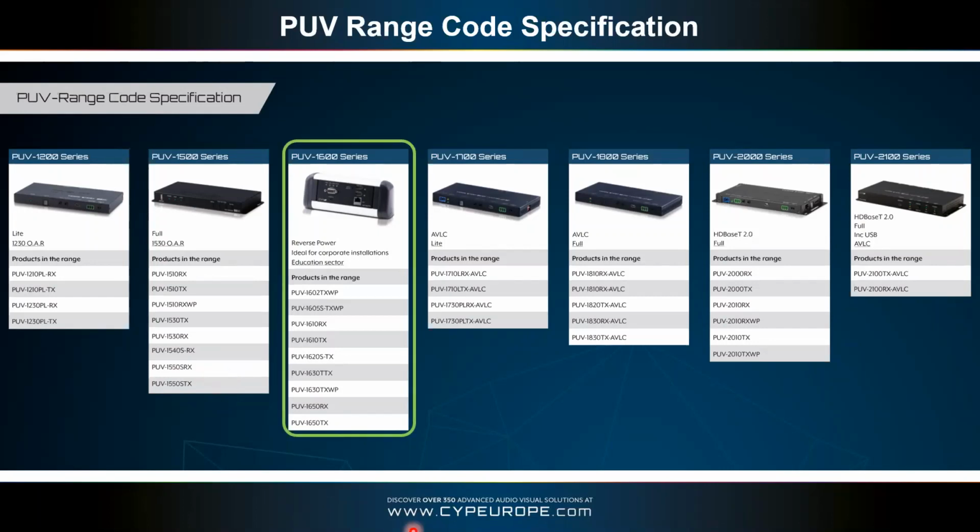PUV 1600 we've covered, which are the models with reverse power. Very, very good for things like meeting spaces, huddle spaces. And again, there's about 12 models in that range at the moment. So it is growing as we go.